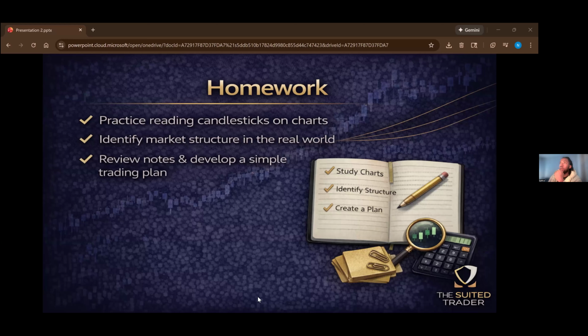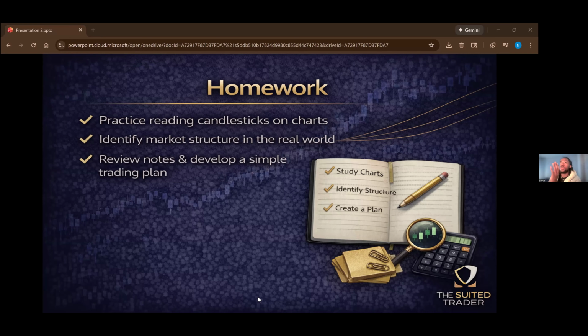Okay, so let me get that all up here for you. So the homework, this is what I need from you guys. I need you to practice reading the candlesticks on a chart. Whether it's tonight or tomorrow, because the market opens in the morning, pay attention to the things that we spoke about today.